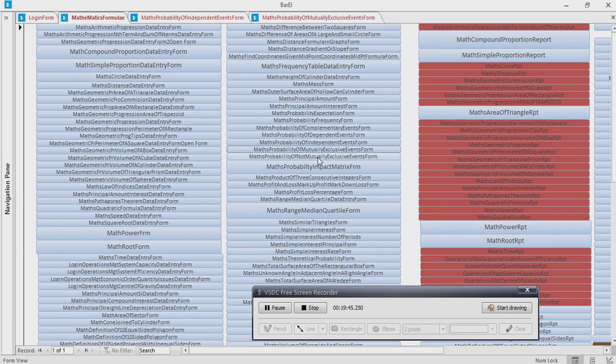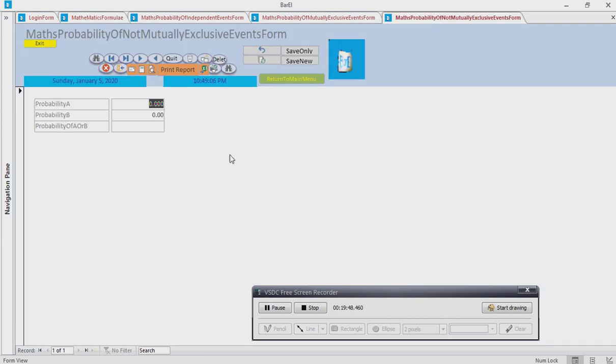The probability of not mutually exclusive events. If probability of A is 0.25 and the probability of B is 0.5, then probability of A and B is 0.4.